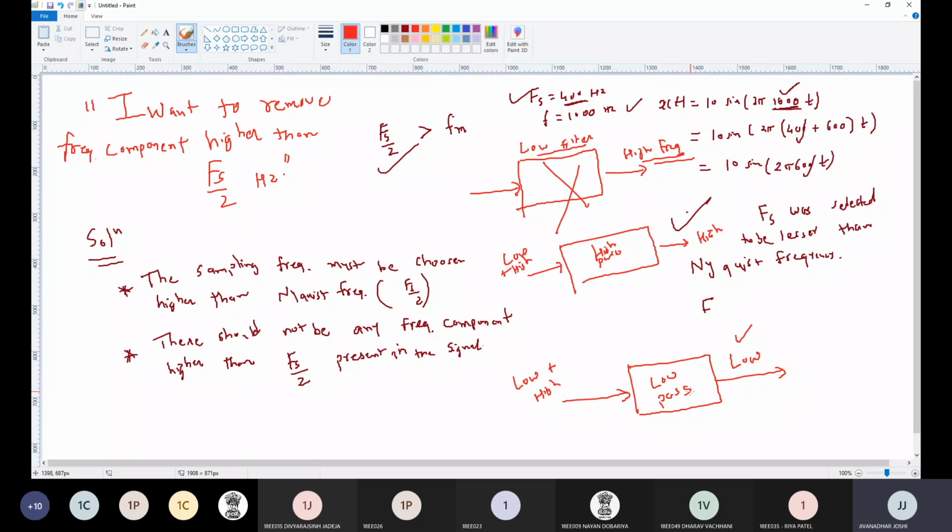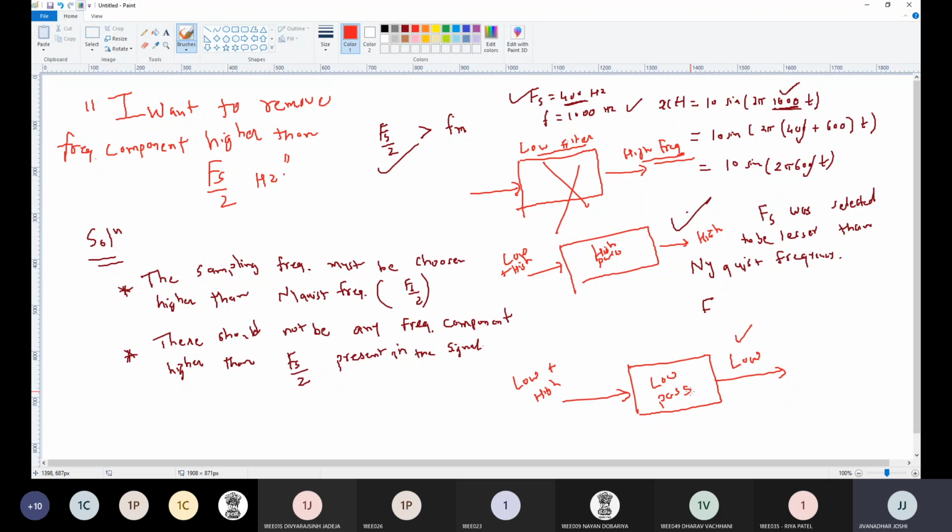So this creates a problem. And to remove this, there are two options. Either I can sample it with a frequency higher than 500 Hertz, or else I should not have any frequency component higher than fs by 2, that is 500 by 2, that is 250 Hertz. And that can be done if I remove all the high frequency components from my original signal. And to do the same, I need a low pass filter.